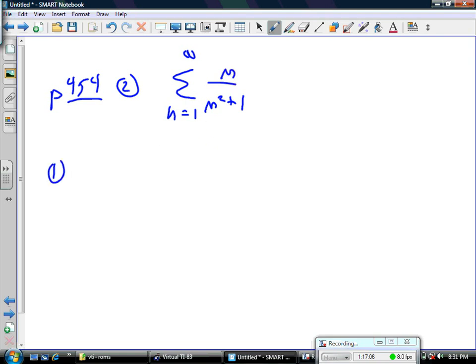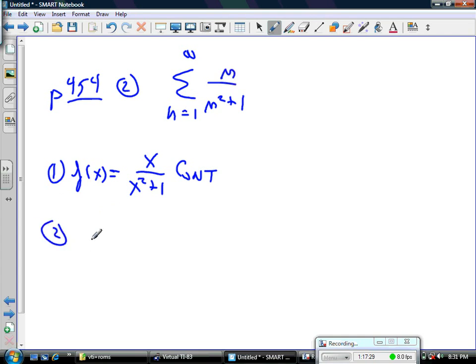Well, let's see. First, f of x would become what? x over x squared plus 1. Is that continuous for all x from 1 to infinity? Yeah. Nothing weird. No discontinuity.